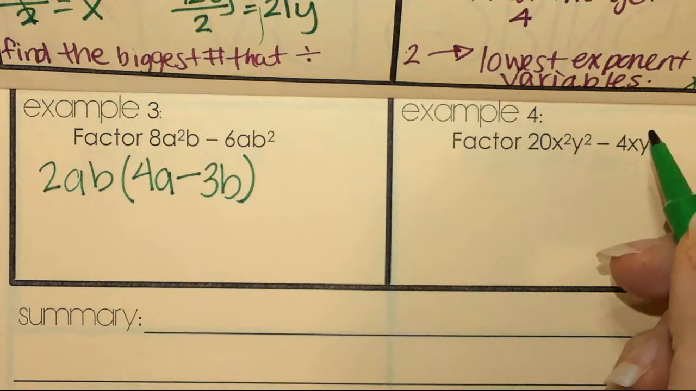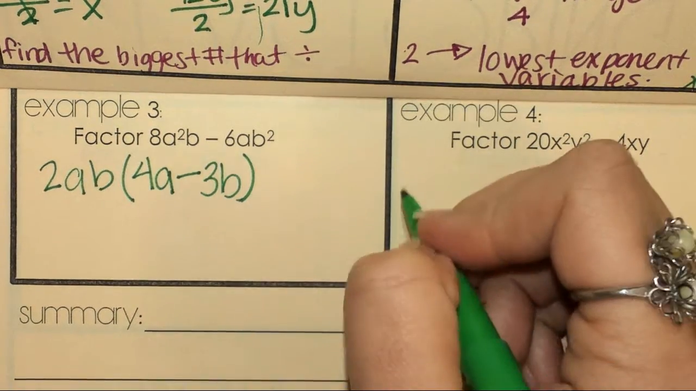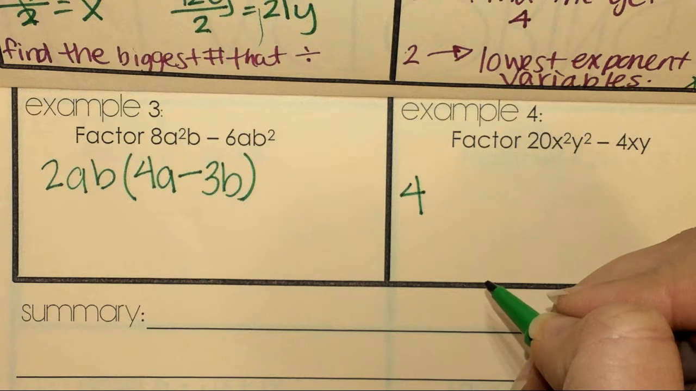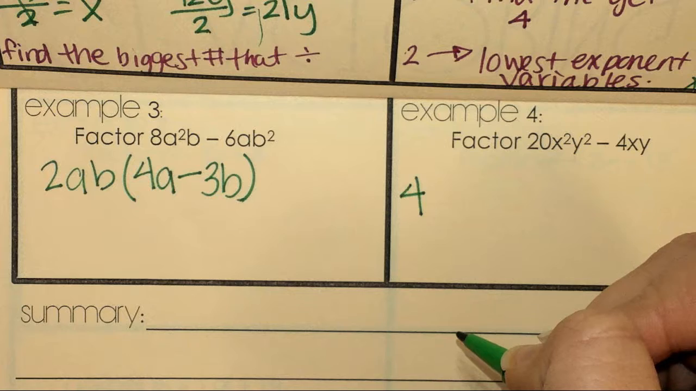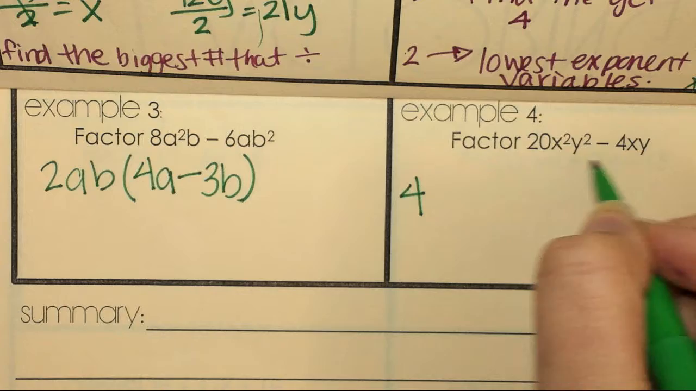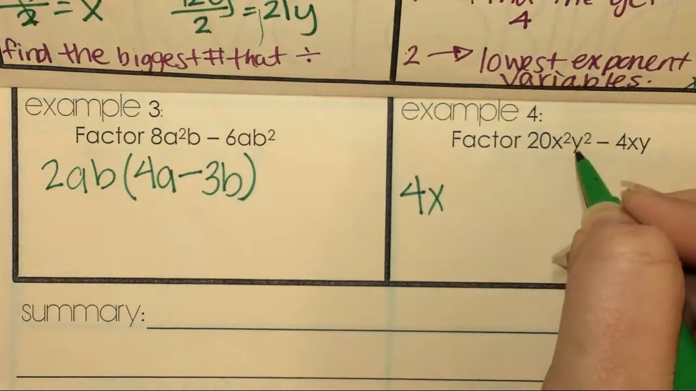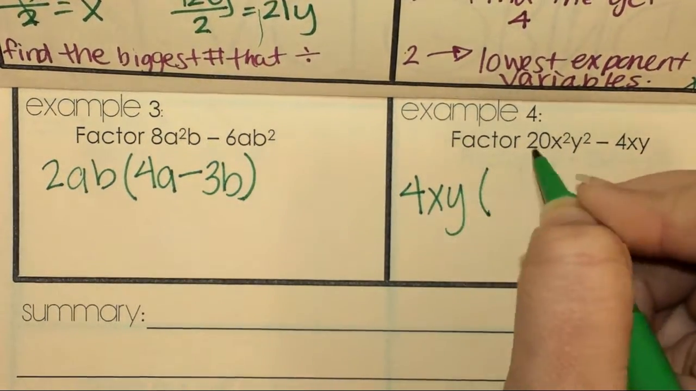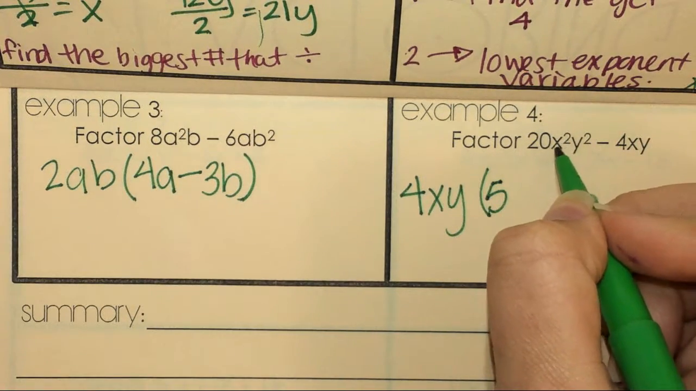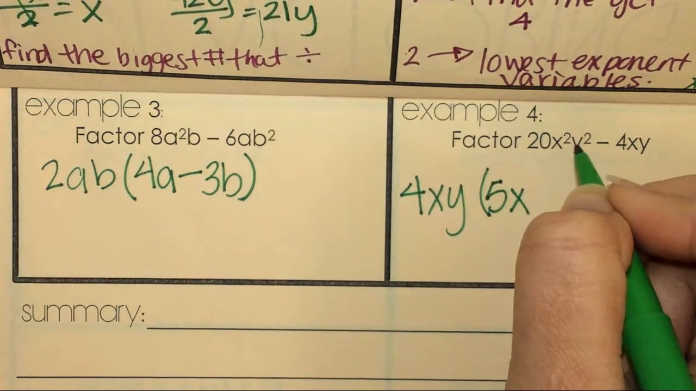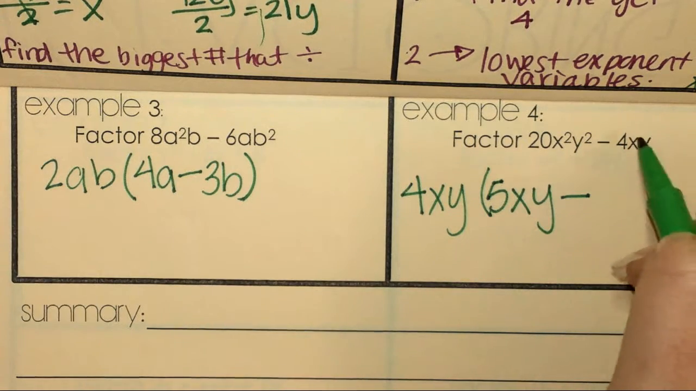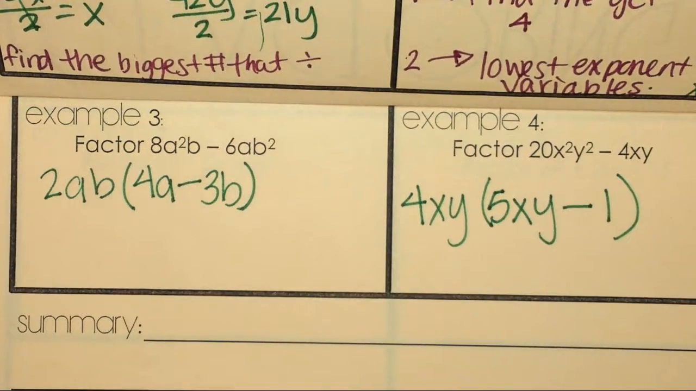We ready? What's the biggest number that goes into 20 and 4? 4. Alright, now of our x's, what's smaller, 2 or 1? 1. Of our y's, what's smaller, 2 or 1? 1. Alright, what's 20 divided by 4? 5. And if you have 2 x's, you take out 1, you've got 1 left over. If you have 2 y's and you take out 1, you've got 1 left over. And we take out this whole term, so all that's left is a 1.